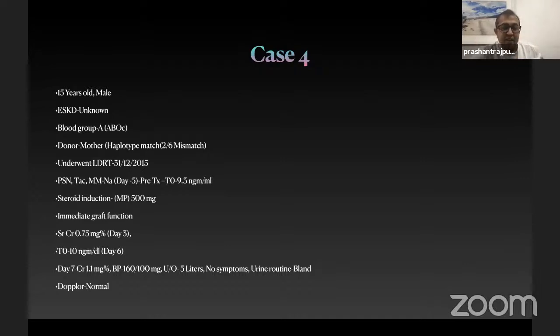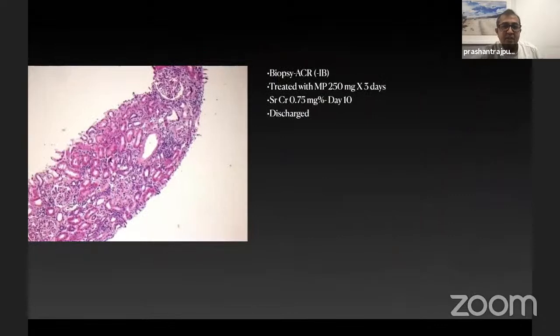Day 3, his creatinine was 0.75 milligrams per deciliter with adequate levels of tacrolimus. On day 7, his creatinine jumped to 1.1. His blood pressure increased to 160 by 100 millimeters of mercury. He continued to pass about 5 liters of urine. He had no other symptoms. His urine was bland. His Doppler was normal. So this was the biopsy, which showed an acute cellular rejection 1B, treated with methylprednisolone 250 milligrams for 3 days, and his creatinine came back to 0.75 milligrams per deciliter, and he was discharged, and this patient continues to do very well.